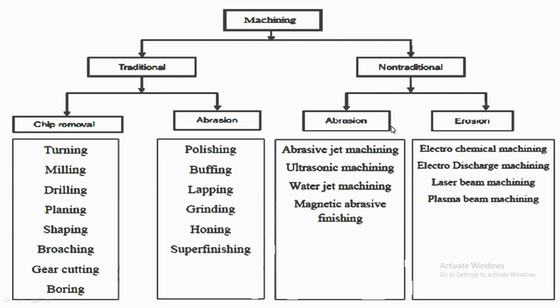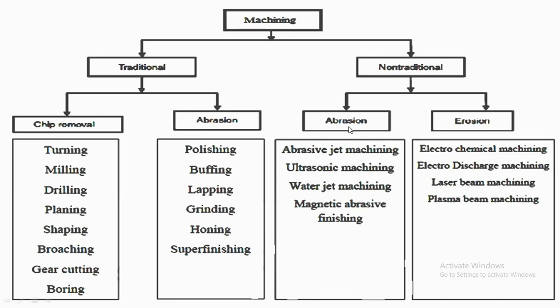Next, another important part according to our syllabus is the non-traditional process. Under that there is abrasion, and next there is erosion. Under abrasion, some abrasive particles are used to remove the material from the workpiece.